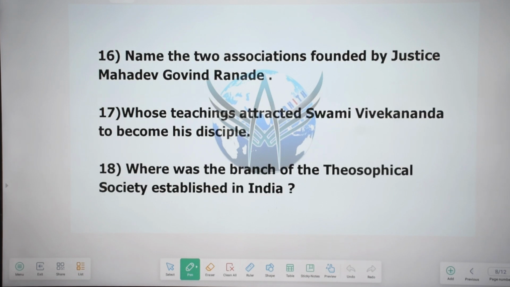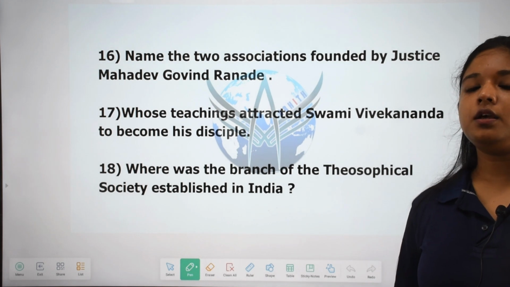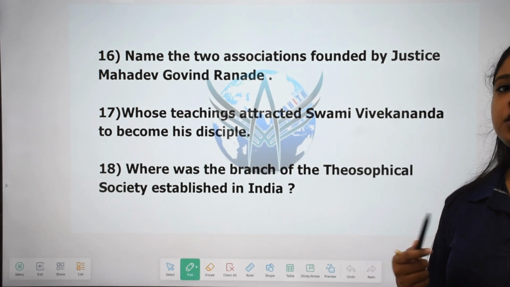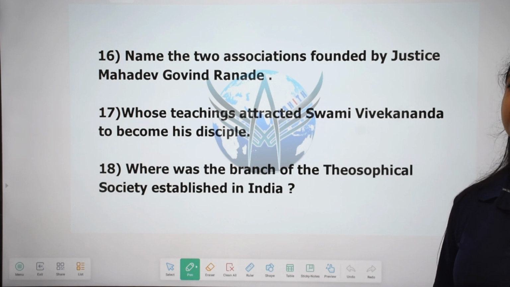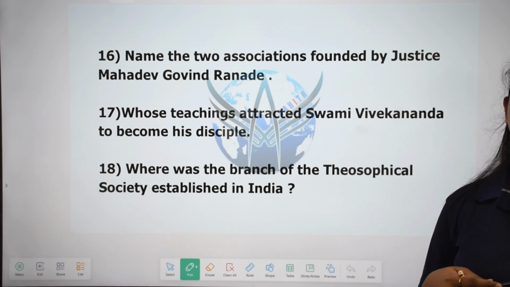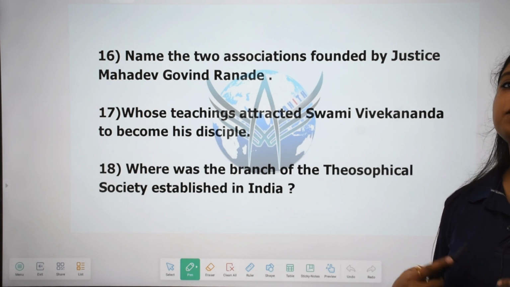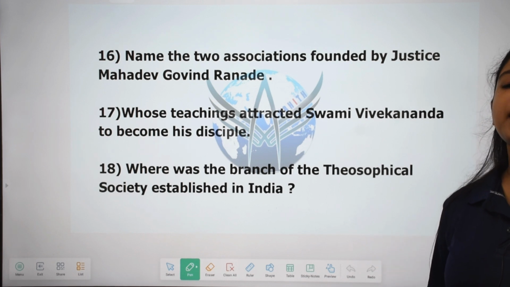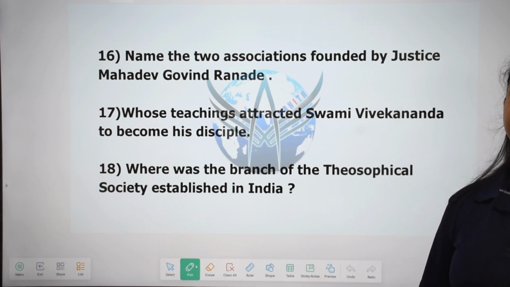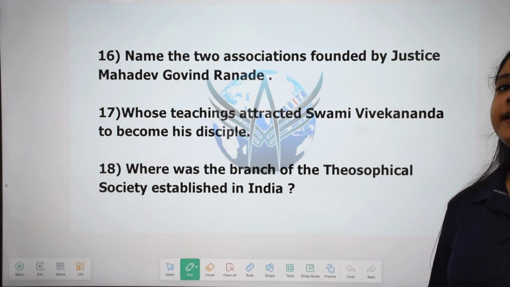Next, name the two associations founded by Justice Mahadev Govind Ranade. One is the Widow Remarriage Association, and the other is the Deccan Society. The Widow Remarriage Association mainly worked for the upliftment of the status of women, meaning widows, and to provide employment opportunities to the widows. And the other is the Deccan Society.